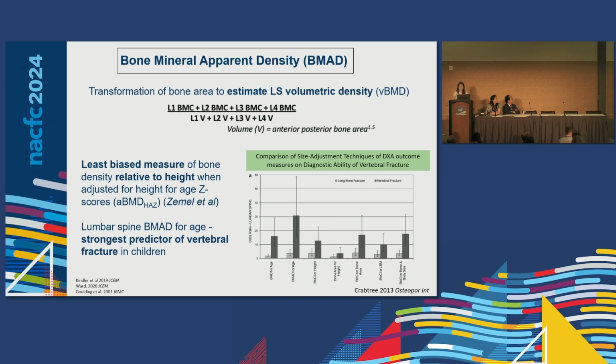The team of Crabtree et al. in 2013 reported on all the different size adjustment techniques in children with and without fragility fracture. They found that while adjusting for size in general improved the predictability of DEXA to determine fracture risk, bone mineral apparent density was the most accurate predictor for vertebral fracture.